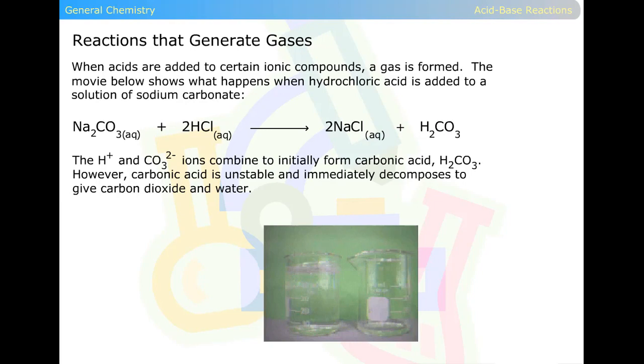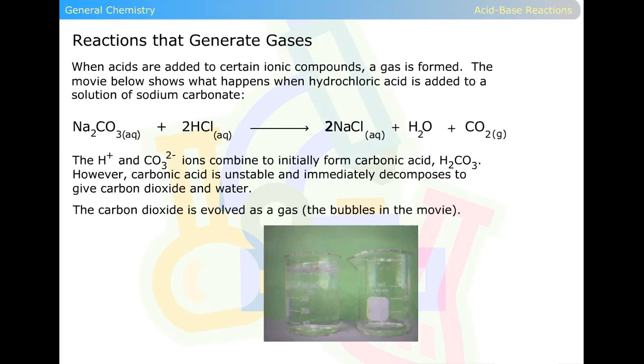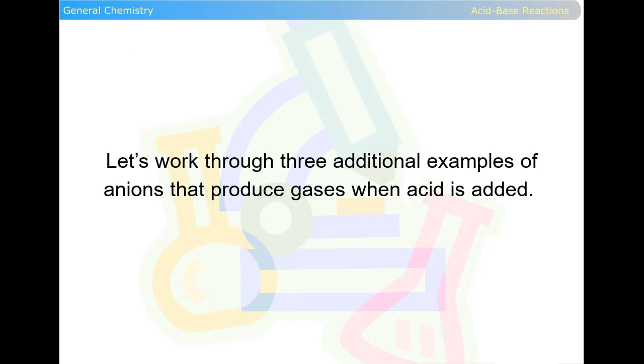However, carbonic acid is unstable and immediately decomposes to give carbon dioxide and water. The carbon dioxide is evolved as a gas, the bubbles in the movie. Let's work through 3 additional examples of anions that produce gases when acid is added.